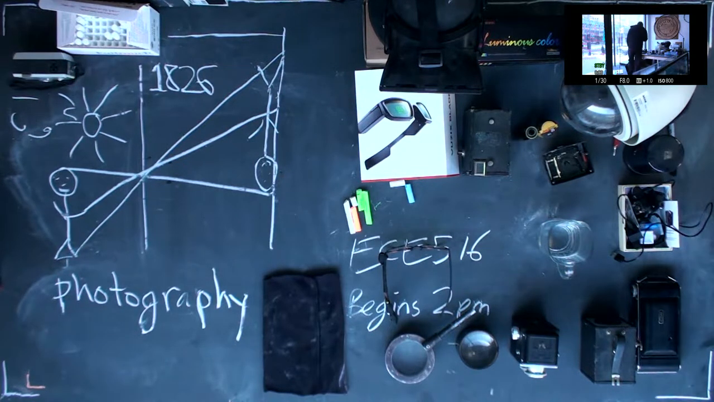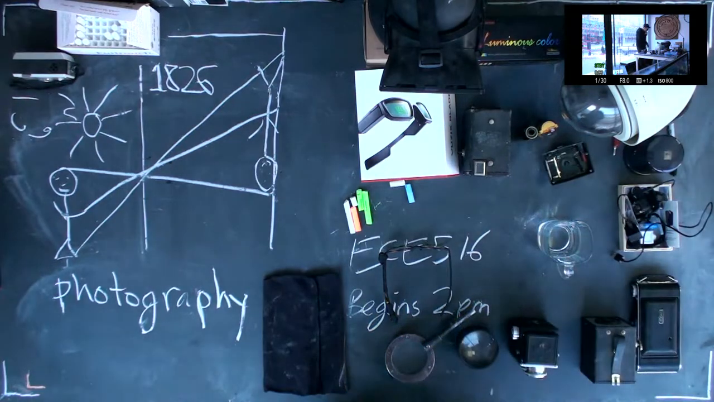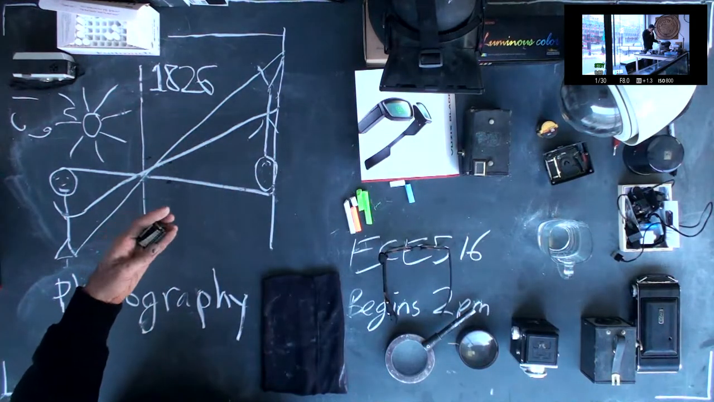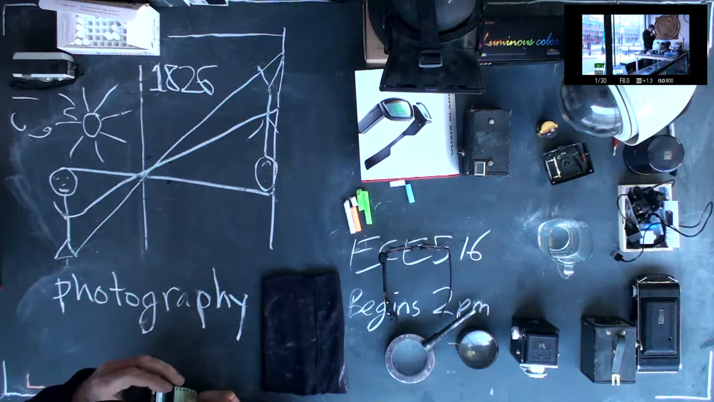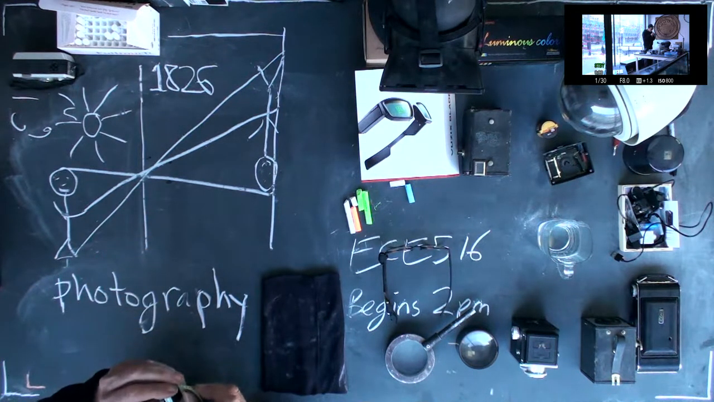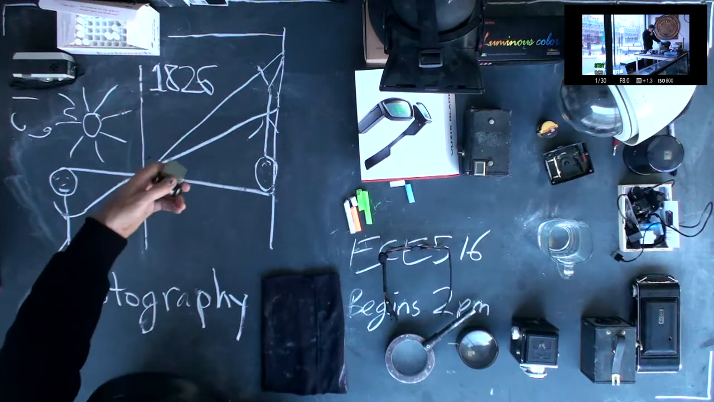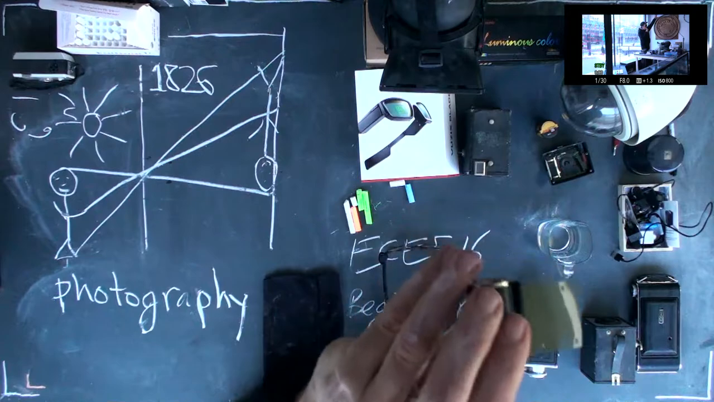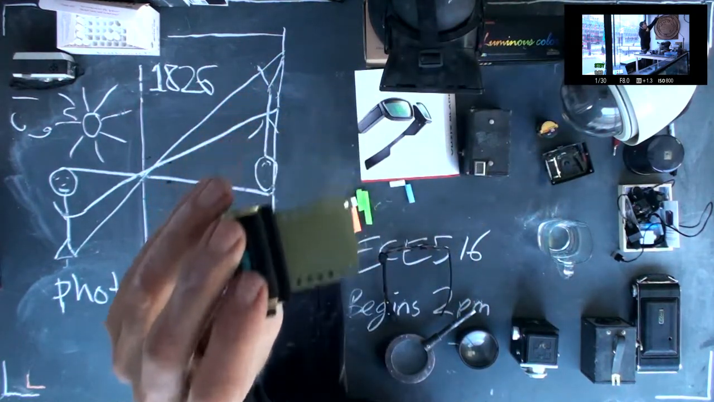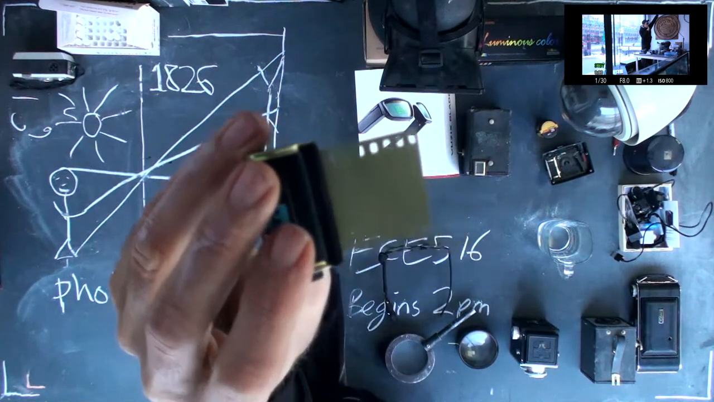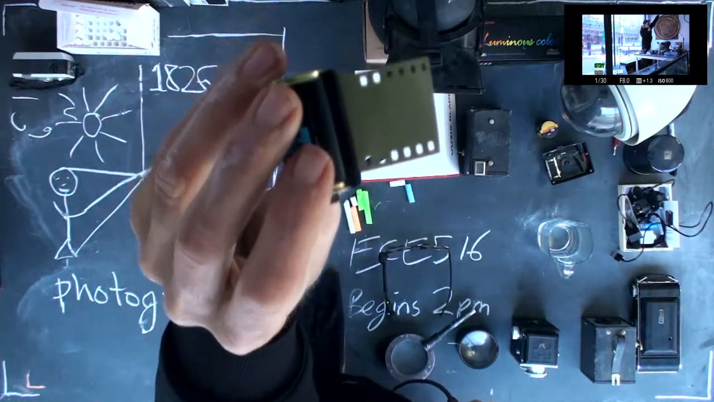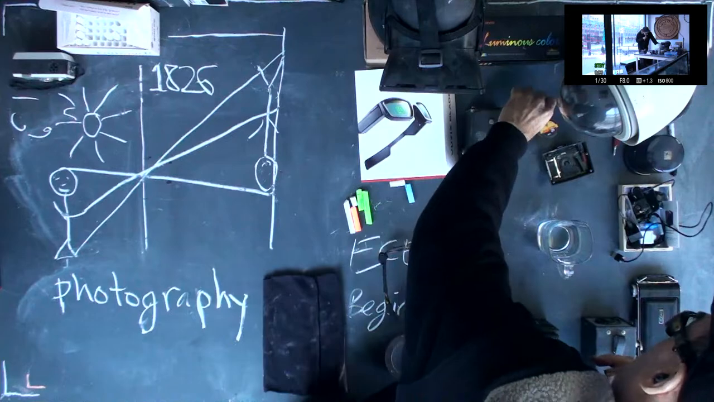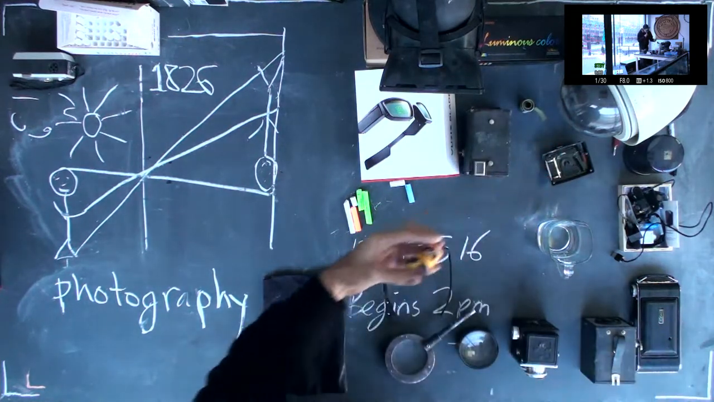And more generally, light-sensitive materials are like this. This is a thin light-sensitive material called film. And you can see here, there is a little bit of this strip of material here. I think you can see that there's little holes in it, perforations to advance it along from one exposure to the next. It comes in rolls. And I used to buy a lot of this stuff.